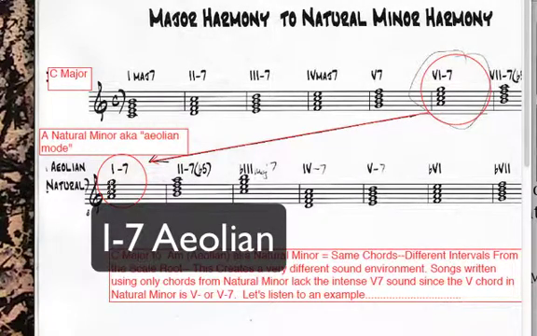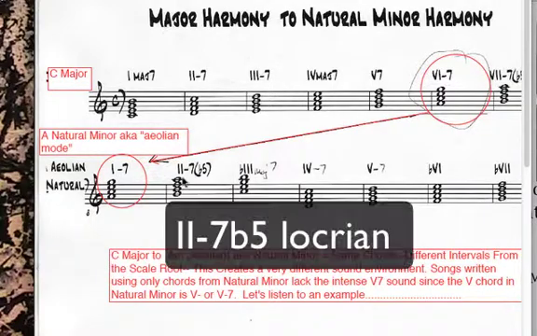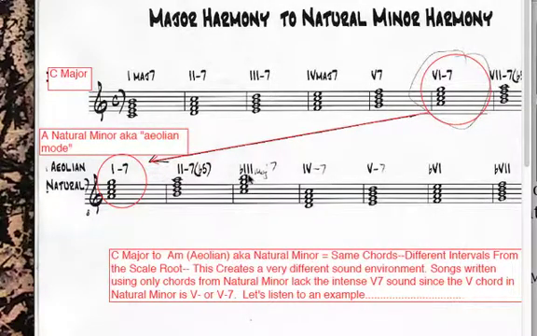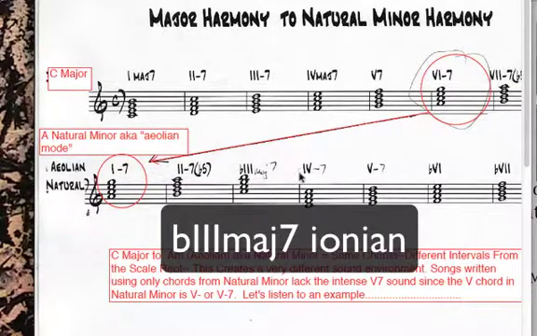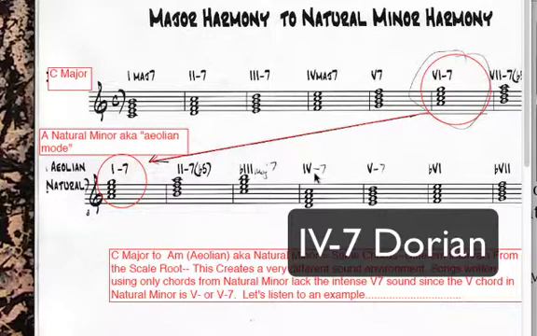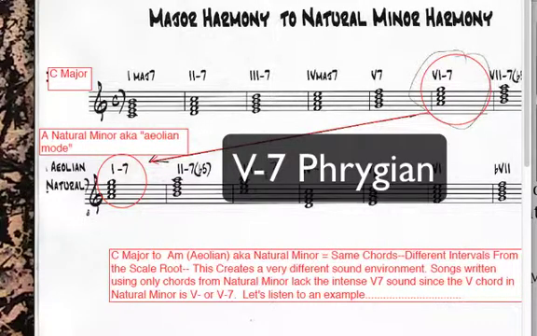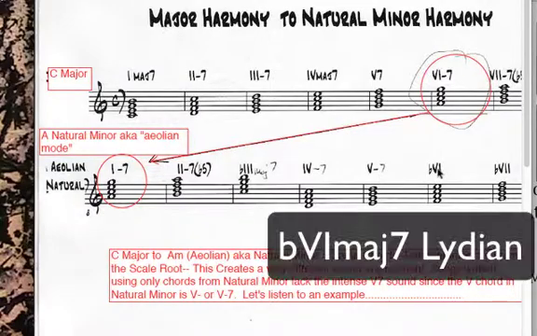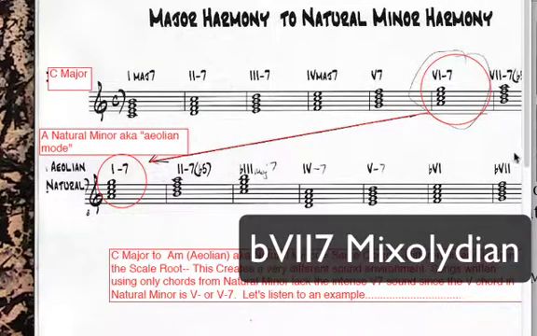We'll use Aeolian for the 1 minor 7, Locrian for the 2 minor 7, Ionian for the flat 3 major 7, we'll use Dorian for the 4 minor 7, we'll use Phrygian for the 5 minor 7, for the flat 6, we're going to use Lydian, and for the flat 7, which comes out to be dominant 7, we're going to use Mixolydian.